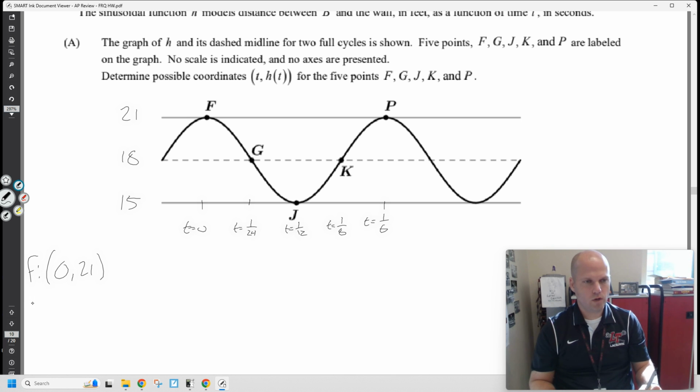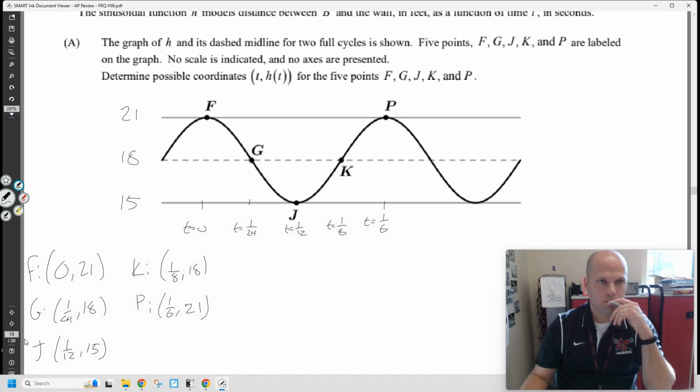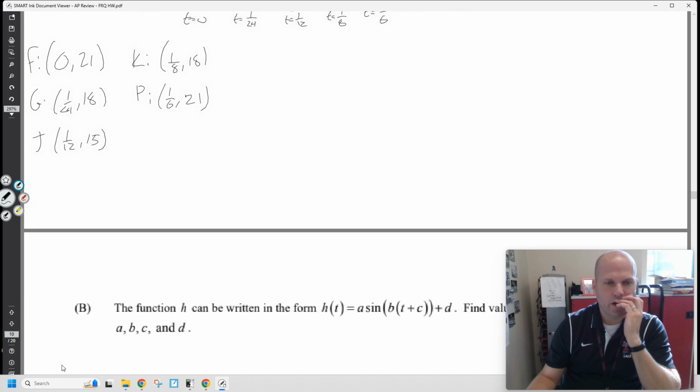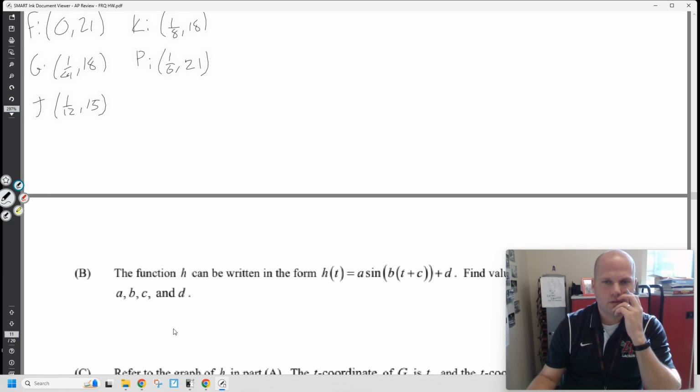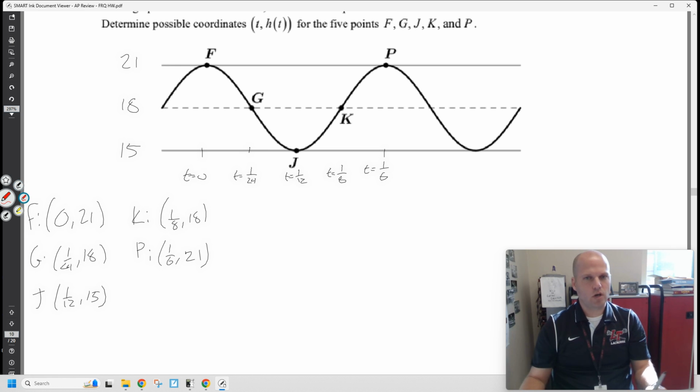F is (0, 21). G is (1/24, 18). J is (1/12, 15). K is (1/8, 18). P is (1/6, 21). Write the function in a sine. We were going to do sine. All right, let's start with G.